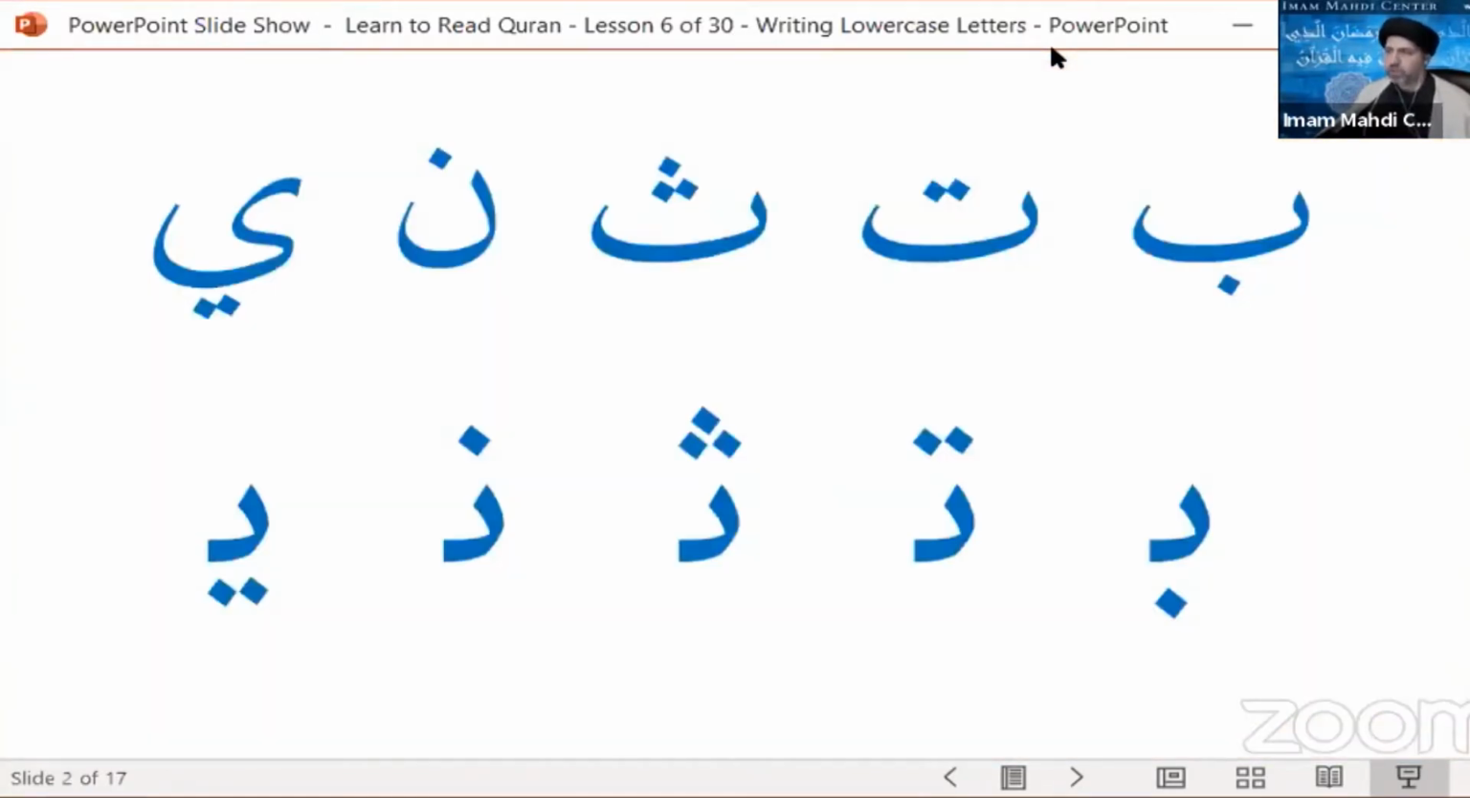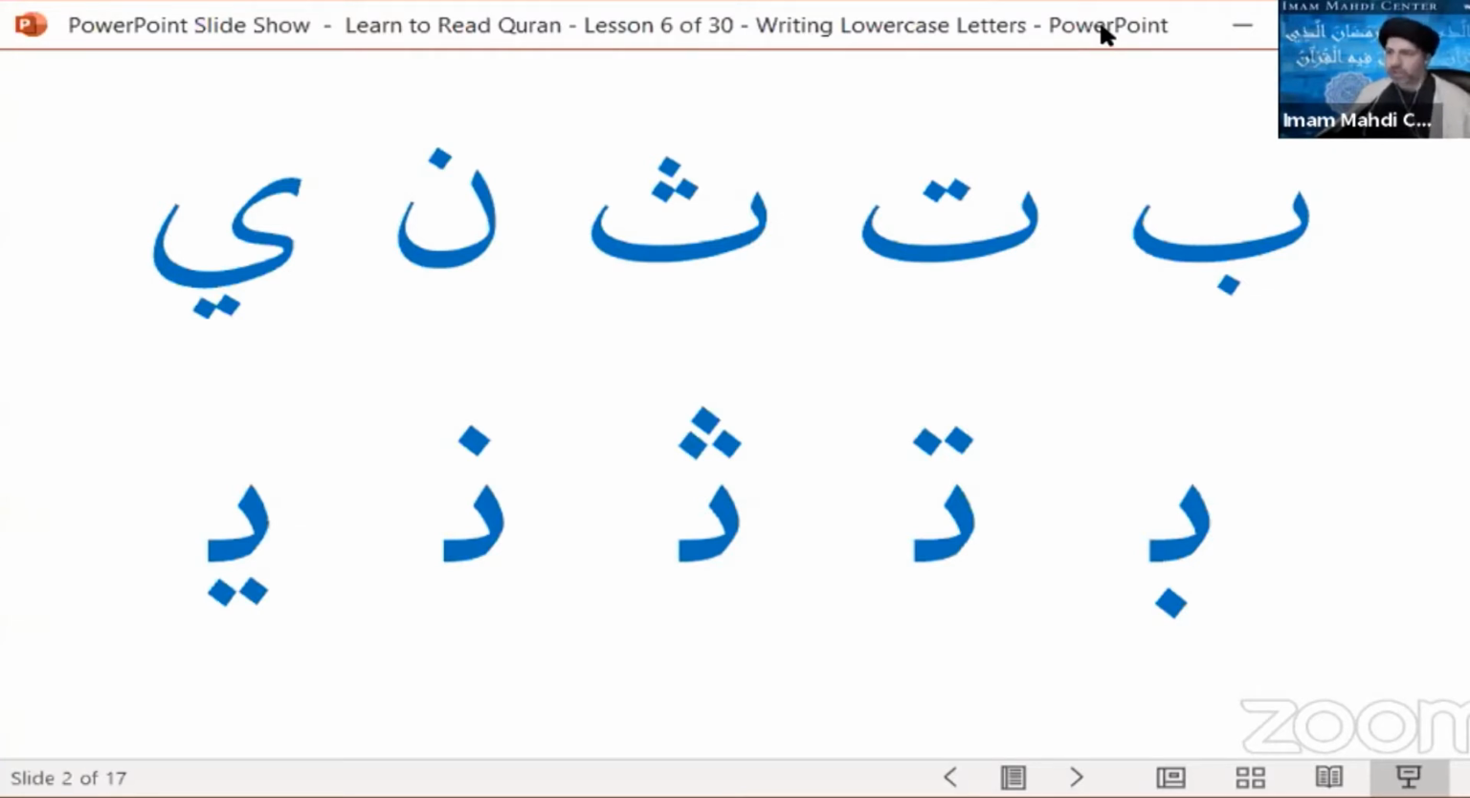When we make the lowercase letters, there are certain letters that will change and certain letters that will not. So there are some letters that we will not be writing tonight. We will not write the alif, the dal, and so on. We will only be practicing those letters that actually change and have a lowercase form.